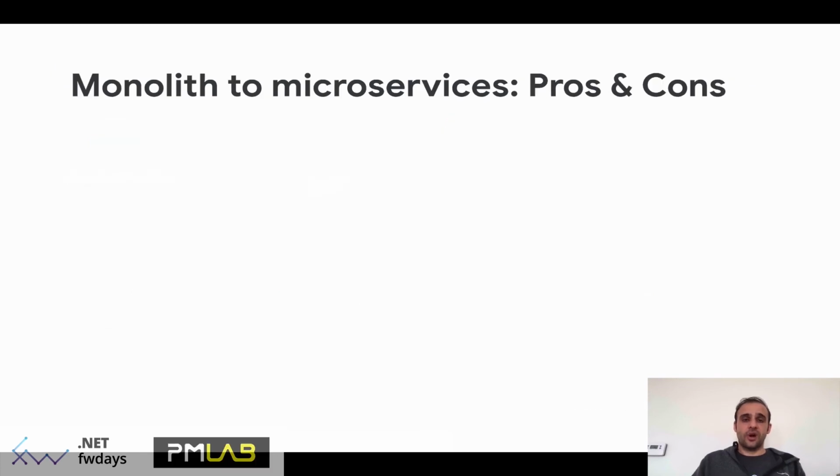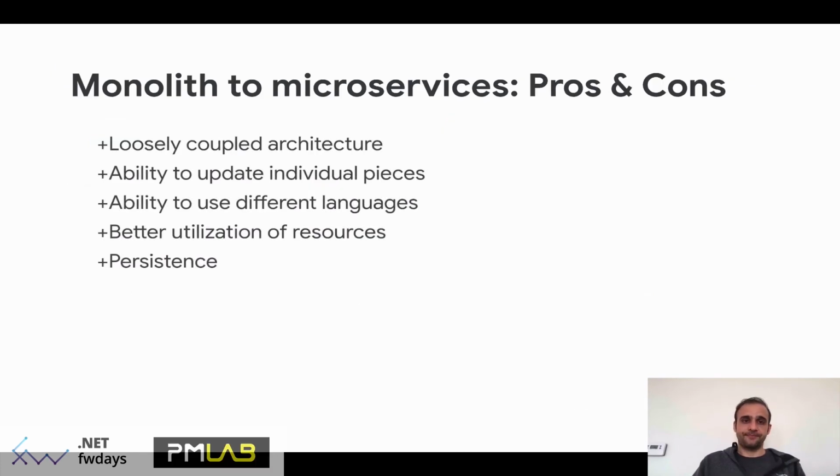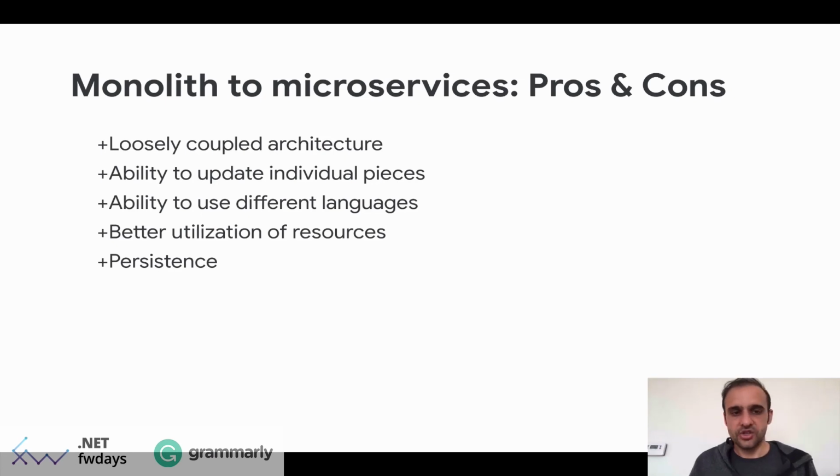So the pros and cons in this case is that loosely coupled architecture is always good. Being able to update individual services, that's what we wanted. Being able to use different languages. I mean, we are still using C# in all of the services, but at this stage, these services can be any language, right? So we not only release ourselves from Windows, but we can actually also use other languages than C# if we want to.